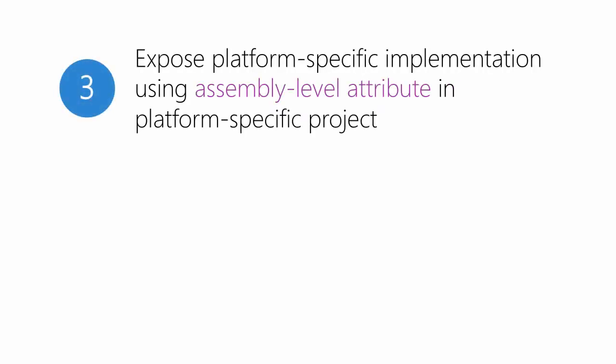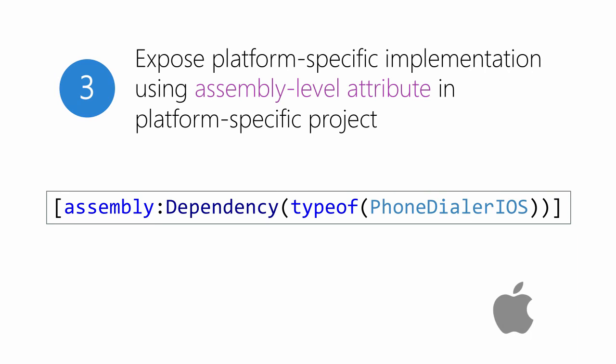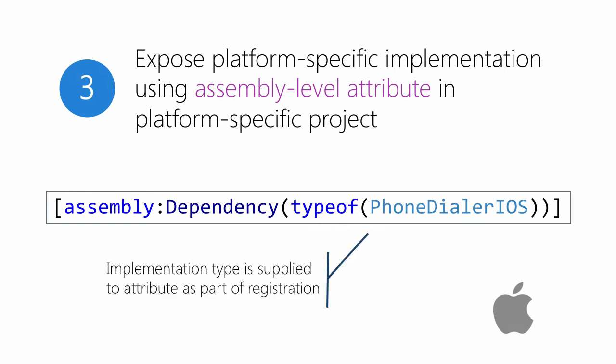Next, in each of the platform-specific projects, we let the dependency service know about our implementation using the Dependency attribute. This is declared at the assembly level, as you can see here, and identifies the implementation which is then registered with the dependency service. In Xamarin.Forms 1.3, you can also use a new Register method to add specific instances or types to the dependency service in code versus declaratively with an attribute.